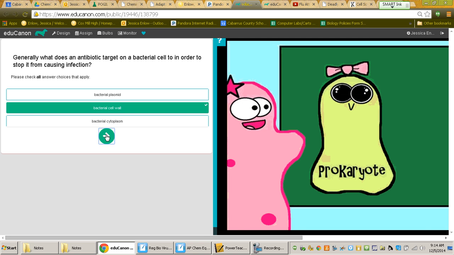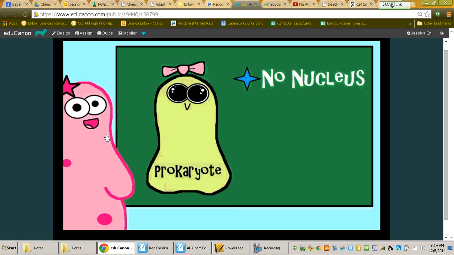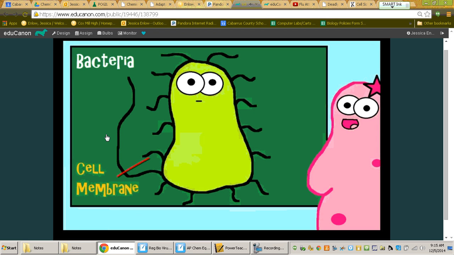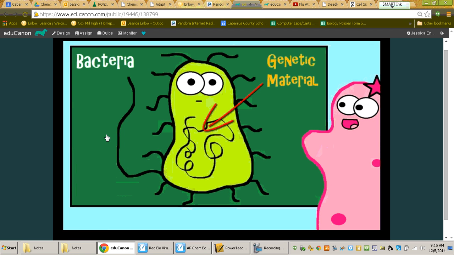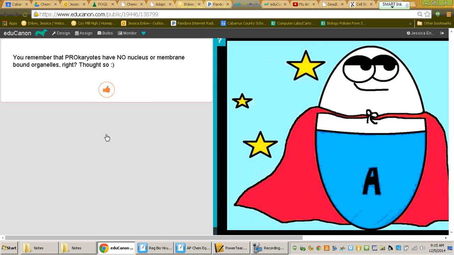We're awesome. Prokaryote cells. When you think of pro, think of it rhyming with no. It has no nucleus, and it has no membrane-bound organelles. Bacteria still have a cell membrane and genetic material like the other cells, but no nucleus, no membrane-bound organelles, and antibiotics will target them.